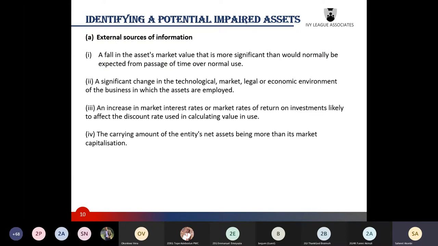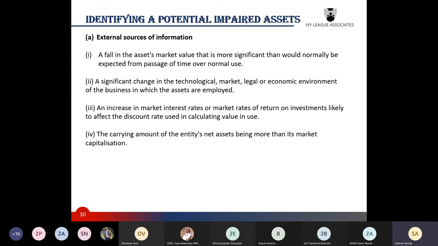And the next one is external indicators. External indicators can include a fall in the asset's market value that is more significant than the normal fall which may be due to passage of time. Another example is a significant change in the technological, market, legal, or economic environment of the business in which the assets are employed, or an increase in market interest rate or market rate of return on investment, which we use as a discount rate for calculating the value in use of the asset. And whenever the carrying amount of the entity's net assets is more than the market capitalization. All these are examples of external indicators of impairment.